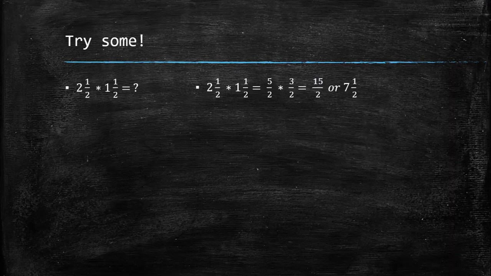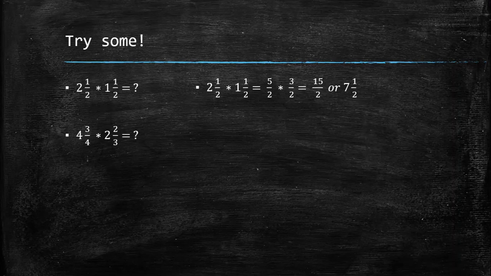Let's try a few of these. So let's multiply 2 1/2 times 1 1/2, and what do you get? So like it showed in the last slide, this is the same thing as saying 5 halves times 3 halves, which is 15 halves, which is a fine answer if you want to leave it improper. Or we can change that back to a mixed number by dividing 15 by 2, which is 7 with a remainder of 1. So 7 1/2 would be our mixed number.